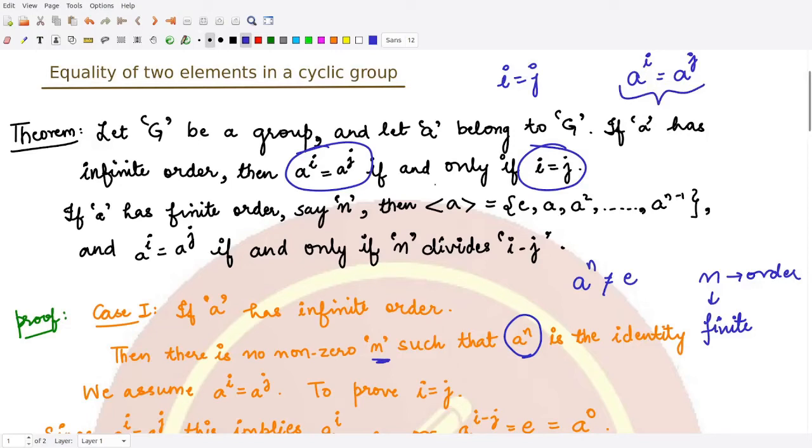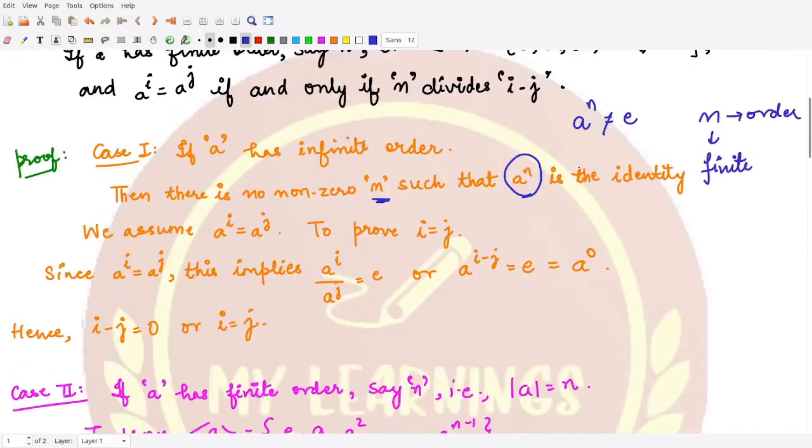So we just have to prove that whenever A raised to the power i is equal to A raised to the power j, then i is equal to j. So we assume that A to the power i is equal to A to the power j, and we have to prove i is equal to j. We can bring this to this side. So we have A to the power i divided by A to the power j. By division you could write it like this: A to the power i, A to the power minus j, that is equal to the identity element.